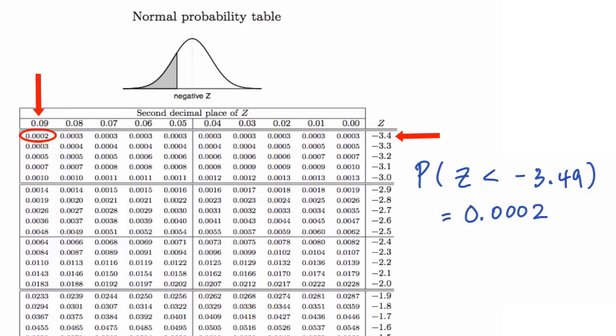For any value less than negative 3.49, the probability of being less than that is very small, so small that we can just approximate it by 0. So for example, if we wanted the probability of being less than negative 4, we would just say that it's 0 to many decimal places.